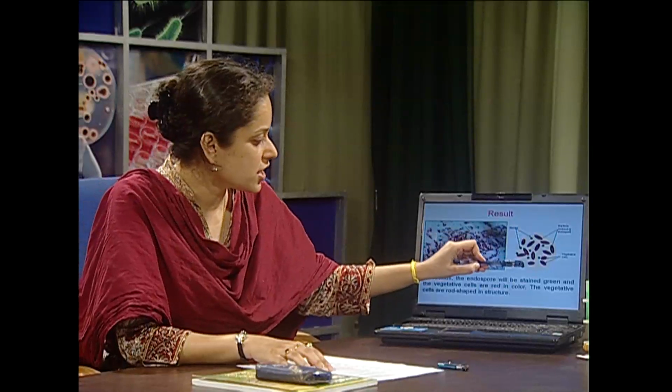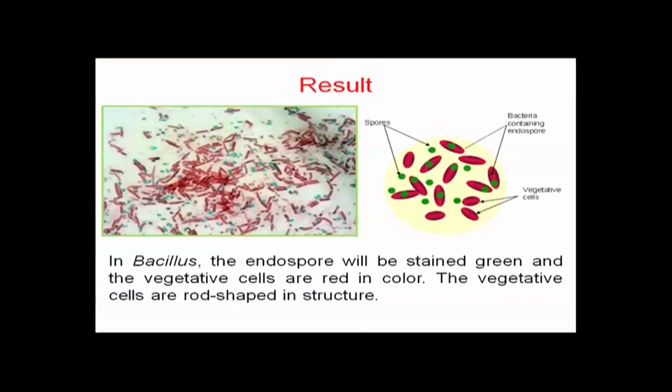Those vegetative cells which do not contain any spores will take up the counter stain only, that is, they will appear red only, and those vegetative cells which contain endospores will appear green within red cells. Now, the position of the endospores helps in the identification of the genera of bacteria. So, in this way, through endospore staining, in which we use differential staining, we can identify the genera of bacteria which are pathogenic to human beings.